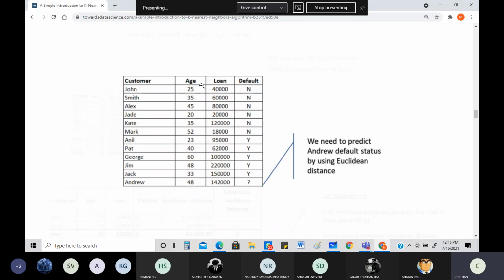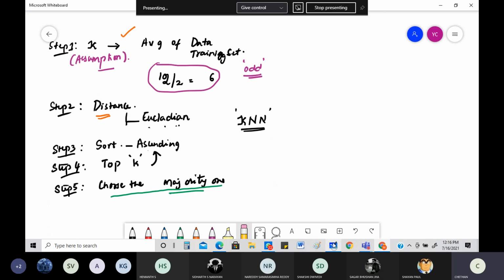Let me go here and check this. There are two numerical values only, so I don't have any issues with it. Two numerical values only, 25, 40,000. So I need to figure out for that only. What do I need to take? I need to take with regard to Andrew, first the age, then the loan amount. First I'll take age and then loan amount.